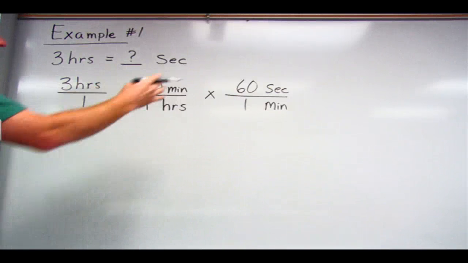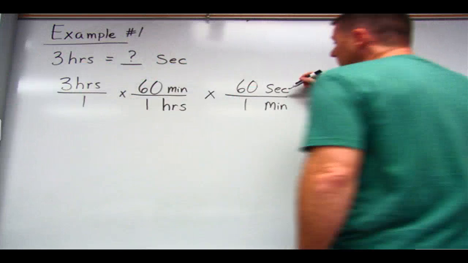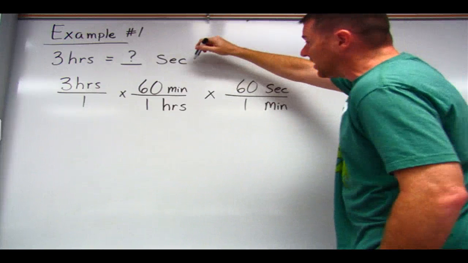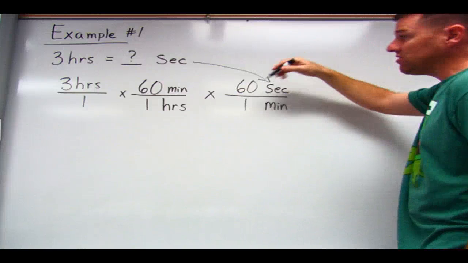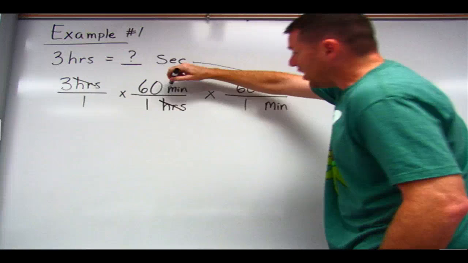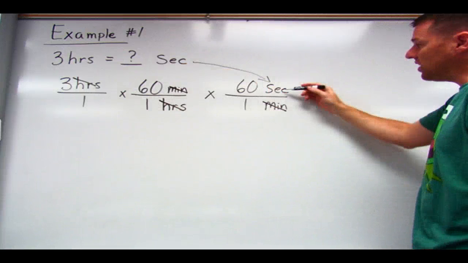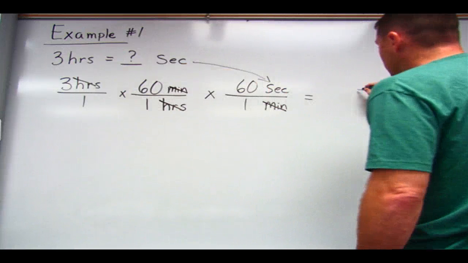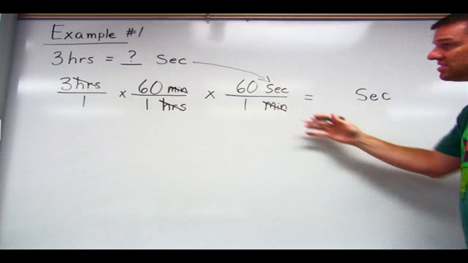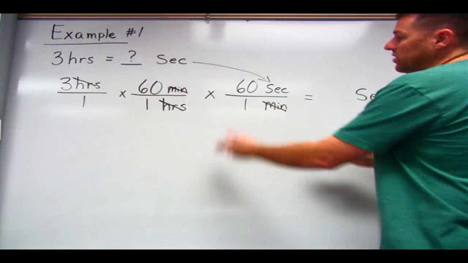Okay, now we're done with this part. We've reached seconds, and now we can go ahead and stop, because that's where we need to be. That's the unit we're looking for. We can stop. So we show here hours cancel out, our minutes cancel out. We're left in seconds, which is great because that's where we want to be. So there's a certain amount of seconds that are in 3 hours. Well, we need to do our math.